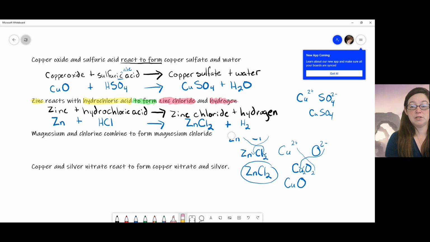I'm going to just erase my scribbly marks. These are really just scratch marks for me. All right, there we go.